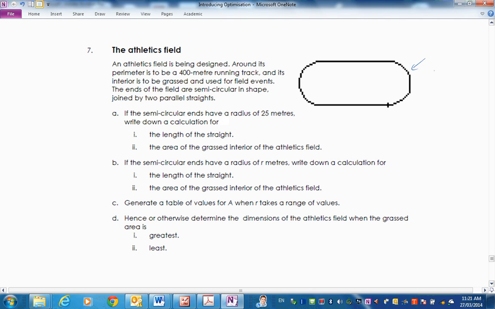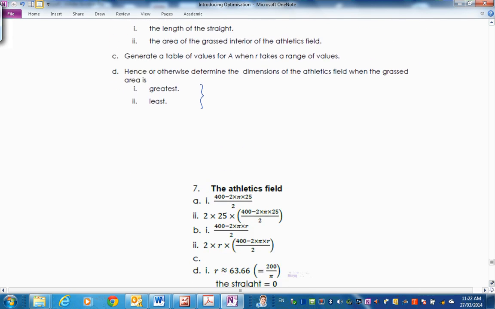Remember, optimisation just means best. And best is either the greatest or the least. Okay, and they're asking that right down here. Pause the presentation, see how far you can get with this one. Hopefully now you're starting to warm up and you can get some done. Right. Here are the solutions.